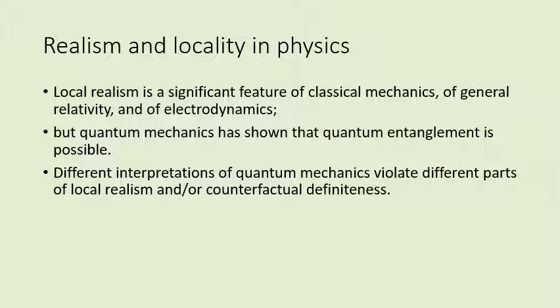Local realism is a significant feature of classical mechanics, general relativity and electrodynamics. Quantum mechanics has shown that quantum entanglement is possible. Quantum entanglement means one thing can affect the other thing without touching each other, without being close to each other. Different interpretations of quantum mechanics violate different parts of local realism and counterfactual definiteness.